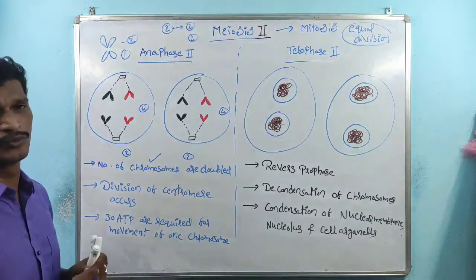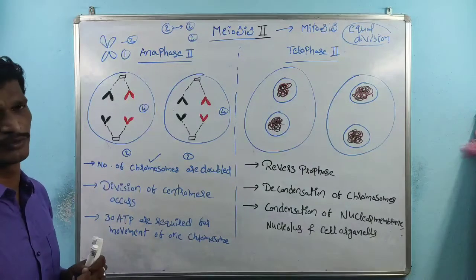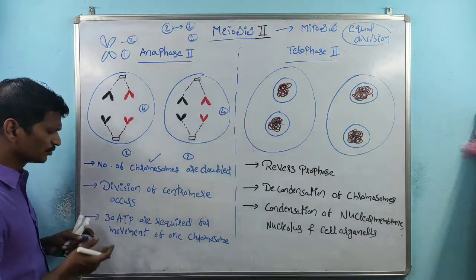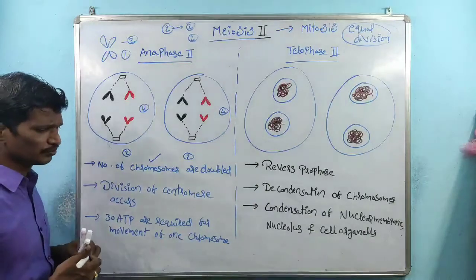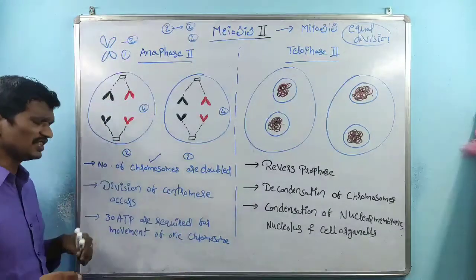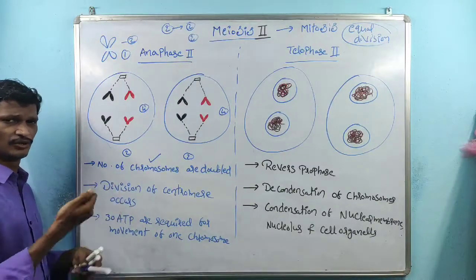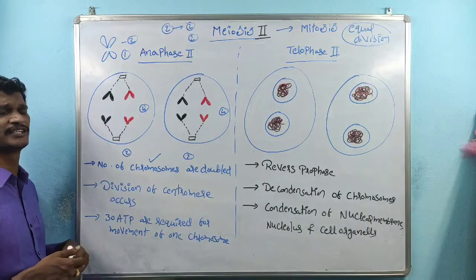No increase in the chromosome number. Then the number of chromosomes is reduced to half. So we know that for every chromosome movement from the center to the pole side, say 30 ATPs are required. Here there is a pulling process, a chromosome pulling process by the energy.